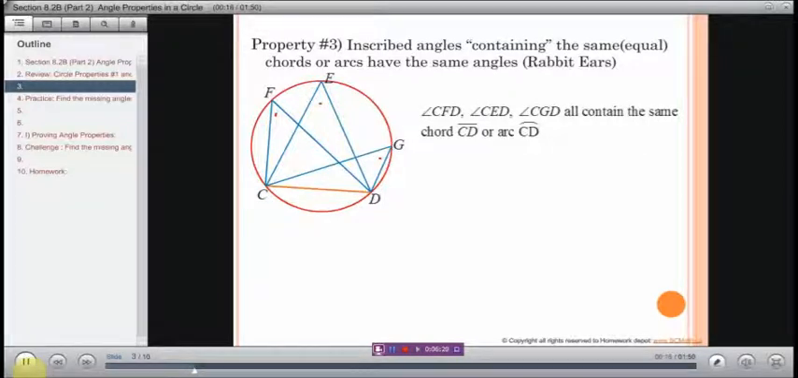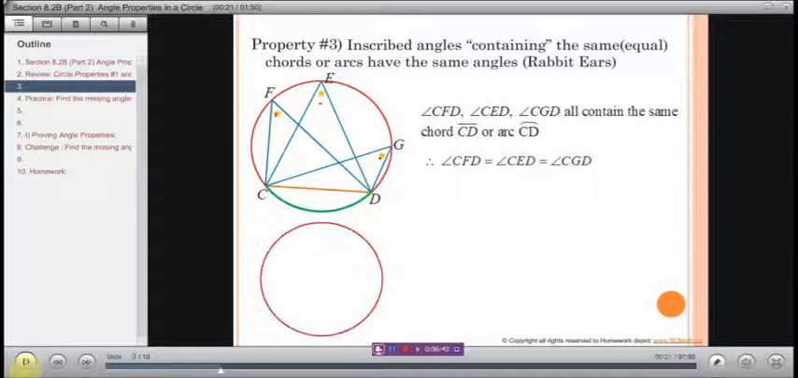Okay, so they again have the same chord. They also have the same arc, CD, and all those angles then must be equal because they come from the same arc or chord. So this just means if the angles come from the same arc or chord, they are equal. Equal, equal, equal.